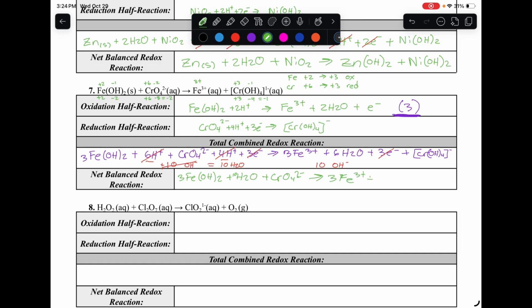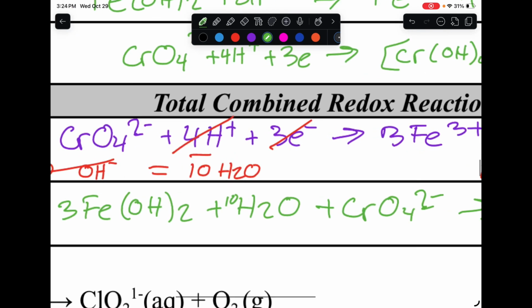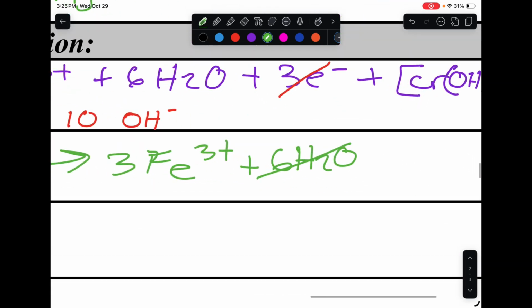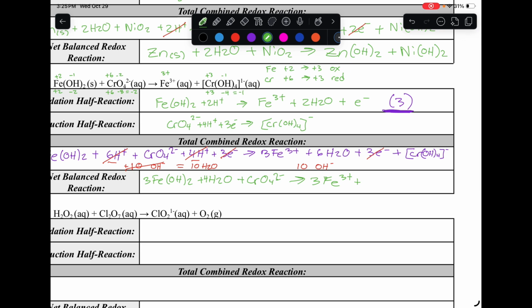Fe3+ 6. Oh, okay, we're not quite done yet because our 6 water molecules here, they can cancel with 6 of the 10 and turns into only 4. So we're going to adjust that right here. We have 4 here, and we don't have any on this side. And then we have, though, our chromium hydroxide. All right, so that should be the end answer for the net balanced redox reaction.